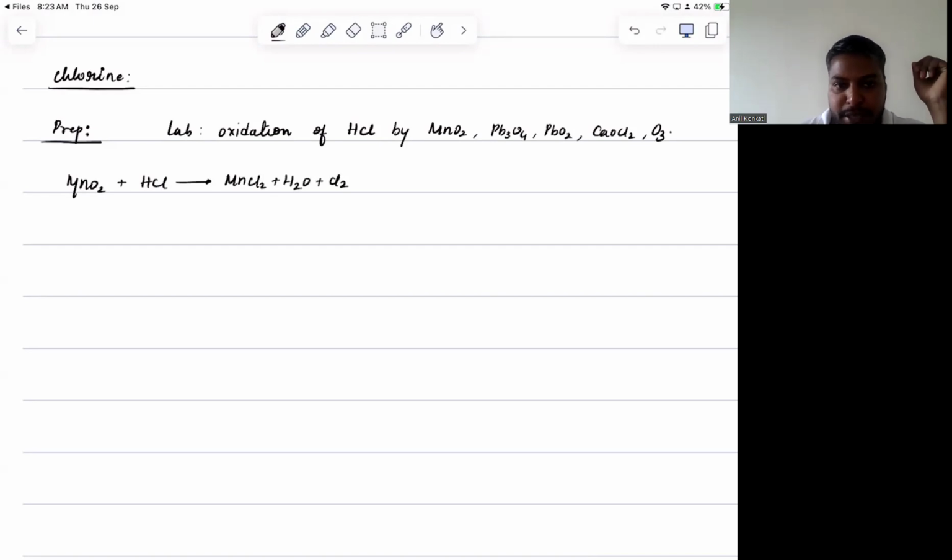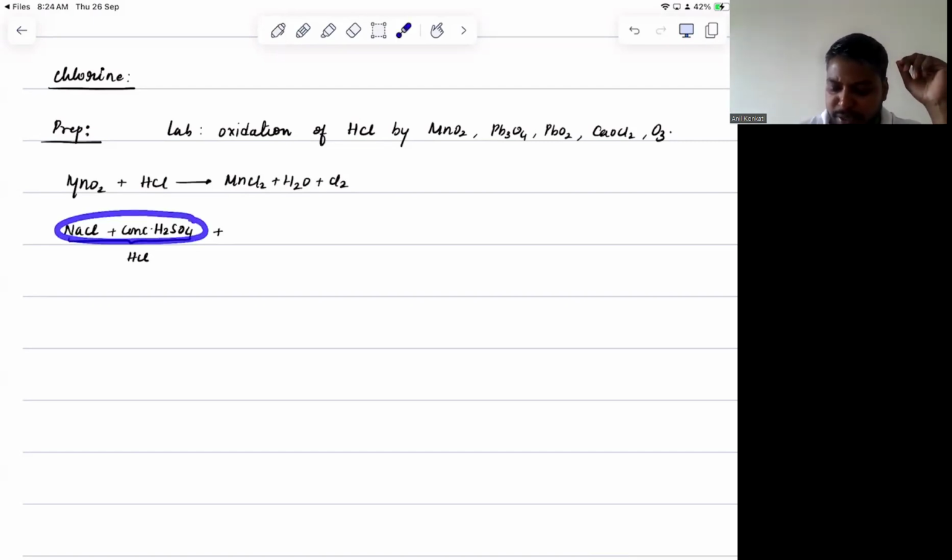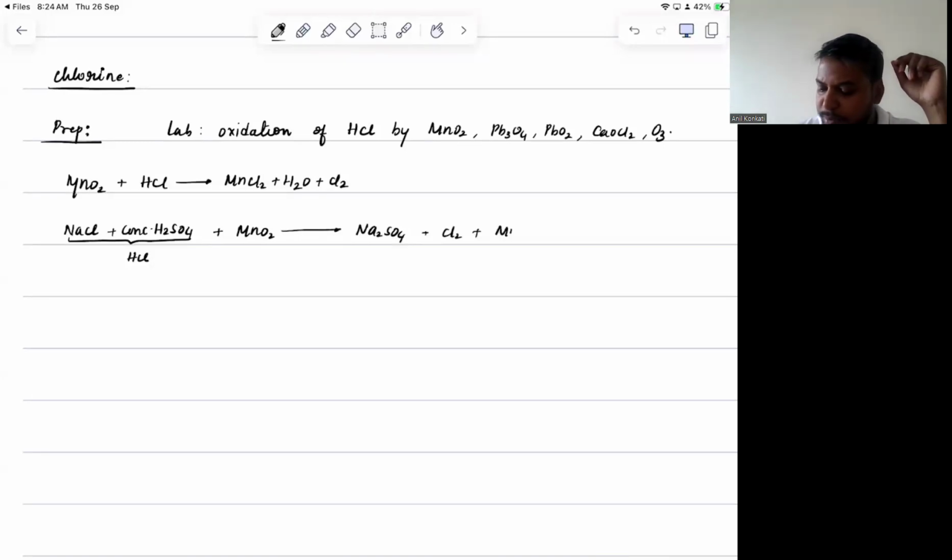Similarly, if you have NaCl plus concentrated H2SO4, this is a source for HCl, because HCl is more volatile. Keeping it in a liquid state is difficult. So what we can do is create that instantly when it is needed and then treat with MnO2, making Na2SO4, got it? And Cl2 will come out, MnCl2 will form and H2O is observed, right?